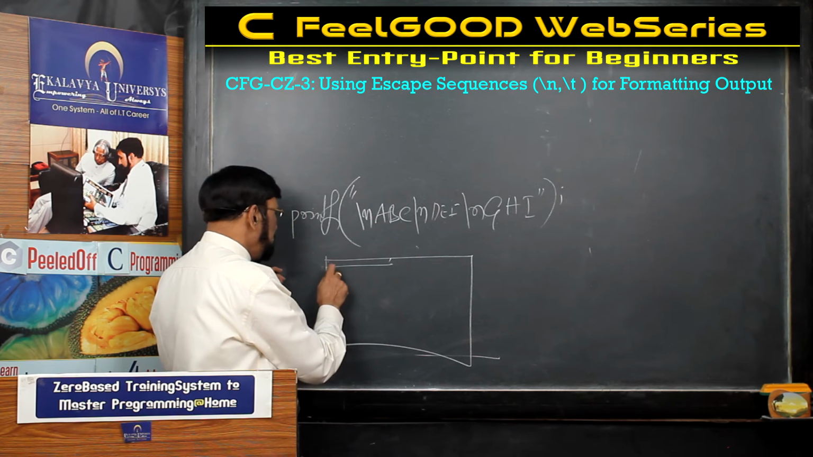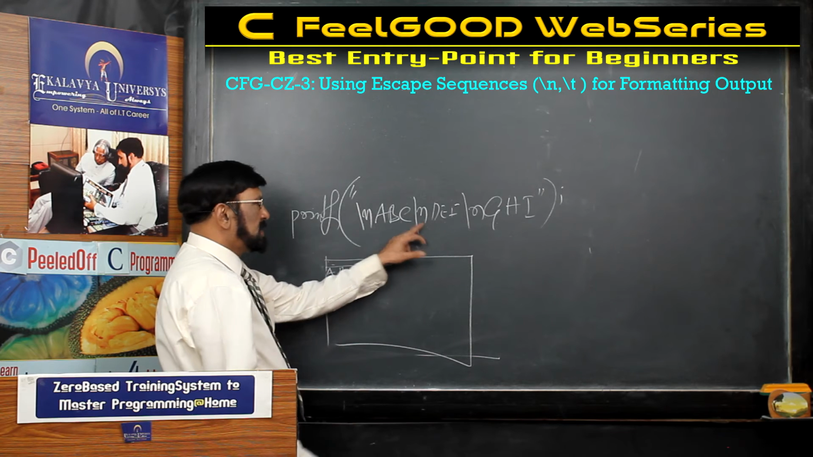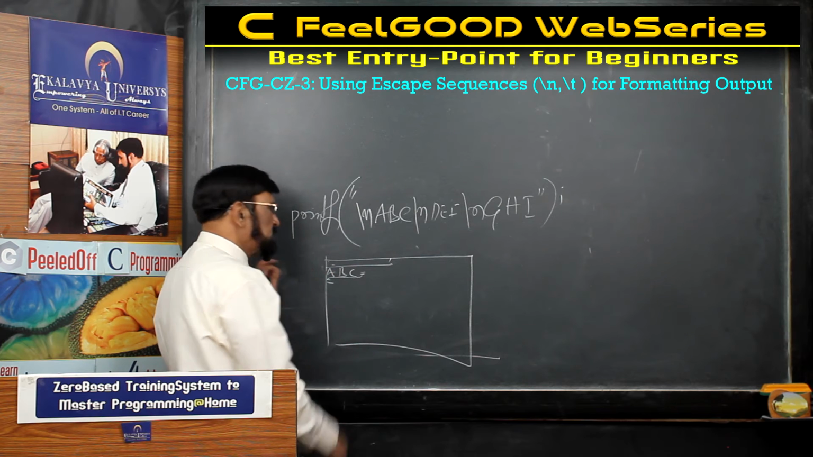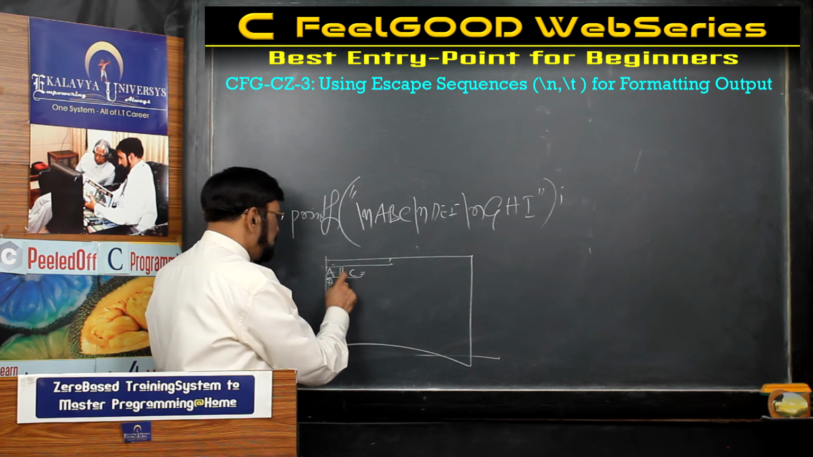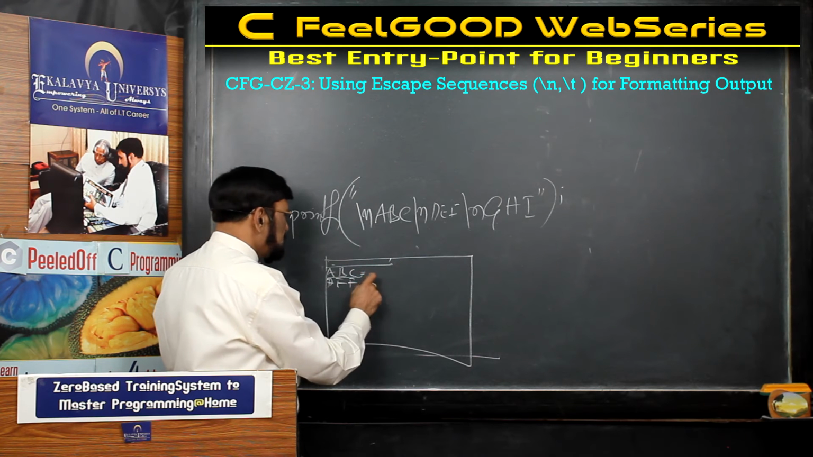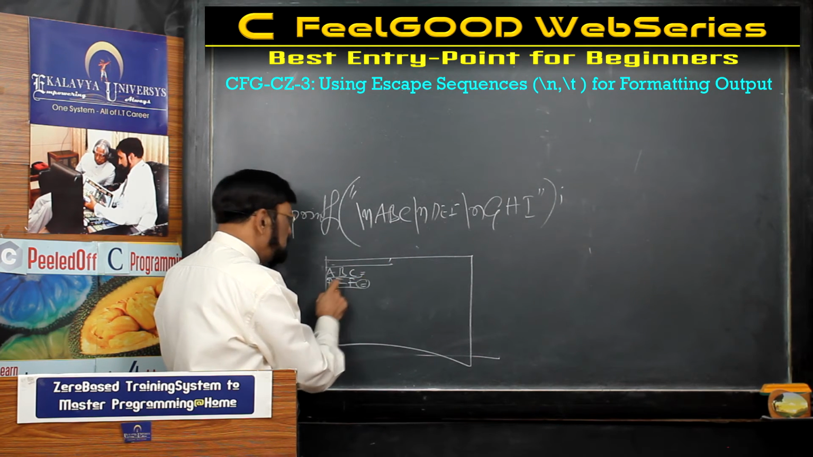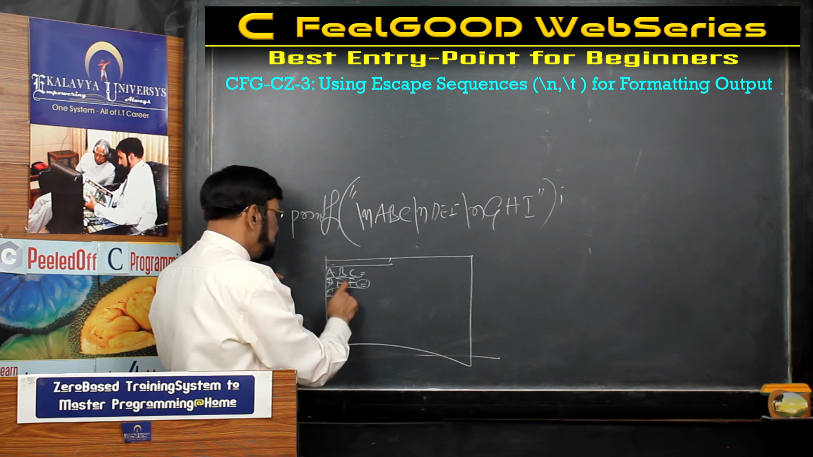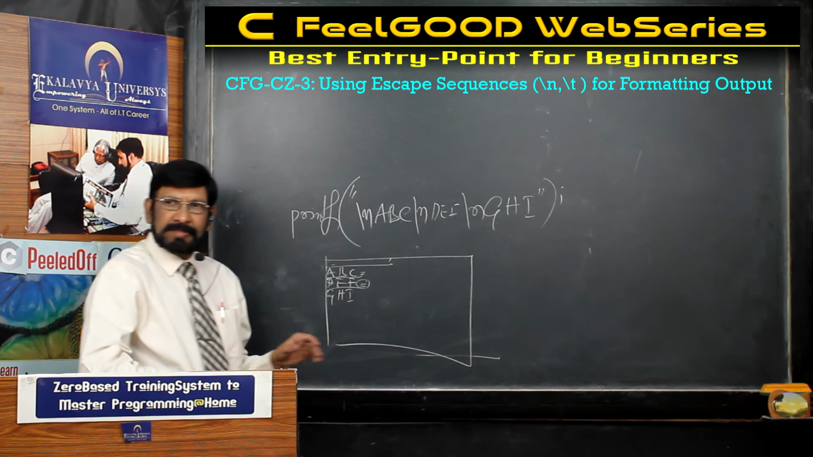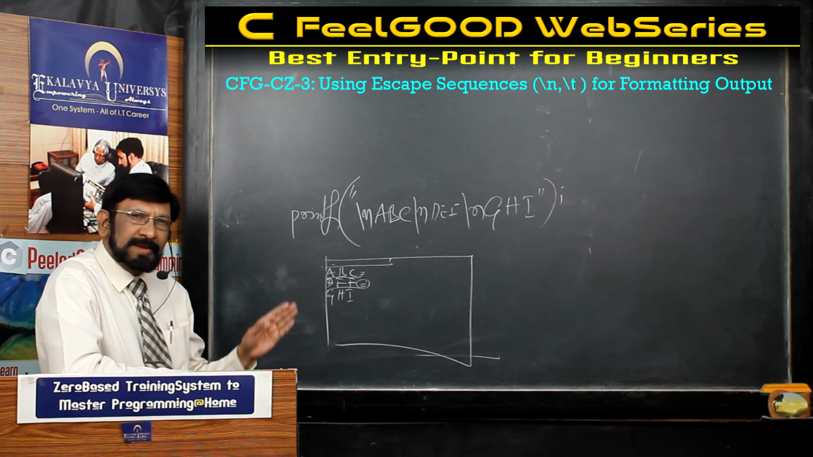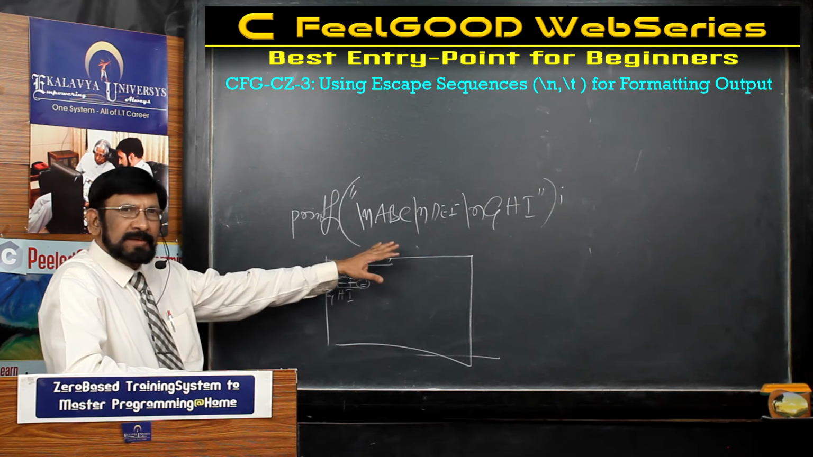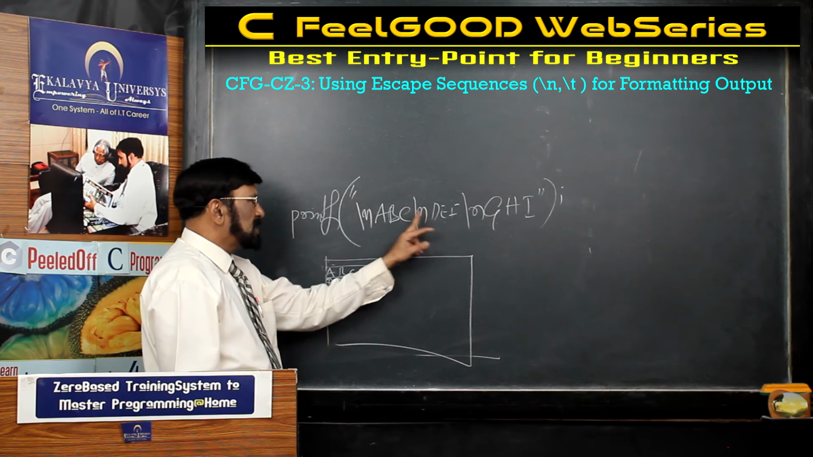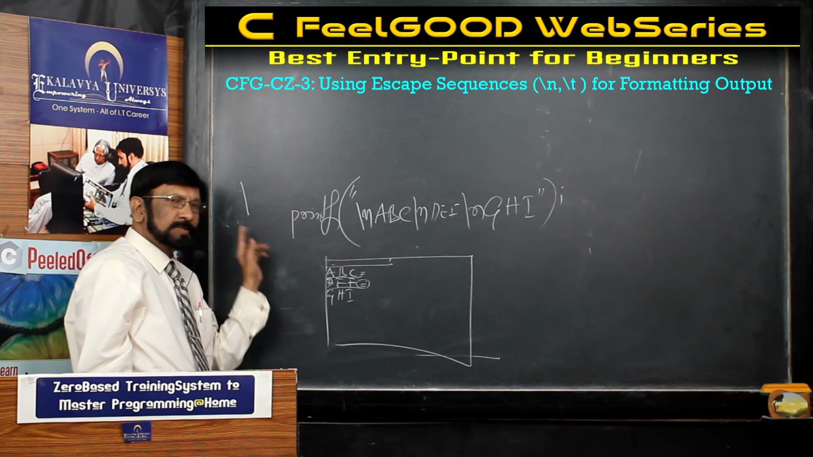Thereafter, A, B, C are printed. Then new line is there. Where is the cursor? The cursor is here. New line moves the cursor to the first position of the immediate next line. Then D, E, F is printed. Again, where is the cursor? Here. Then new line sequence is there. It moves the cursor to the first position of the immediately next line. G, H, I is printed. This is the way. That means what it is doing? It is breaking the line. So where you want to break the line, there you write the new line sequence. Where you want, now I want to break here, new line sequence. Don't forget, many students write slash.